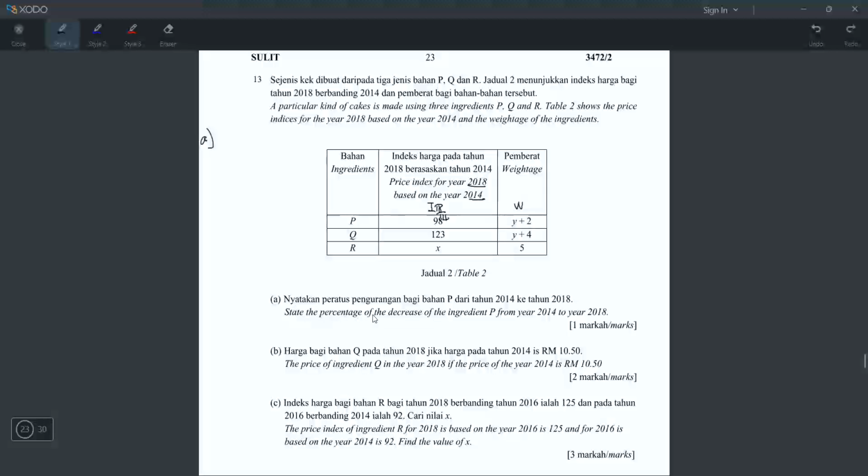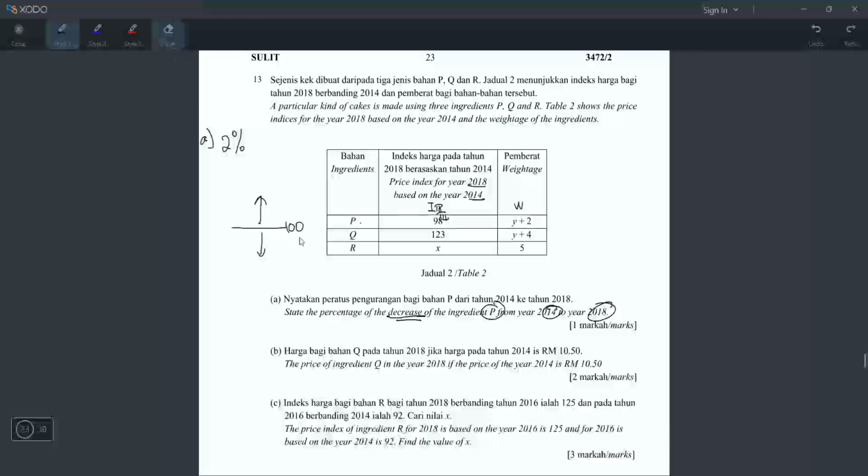A says what? State the percentage of decrease of ingredient P from the year 2014 to 2018. Nyatakan peratus pengurangan bagi bahan P dari tahun 2014-2018. So bahan P, ingredient P, the I is 98. If the I is 98, it means naik harga or turun harga? It means turun harga, right? Because I mentioned already 100 means remain unchanged. If your I is above 100, it means naik harga. If less than 100 means turun harga. So your I is 98, so less than 100. And 98 and 100, the gap is 2. It means the barang harga already turun 2%.